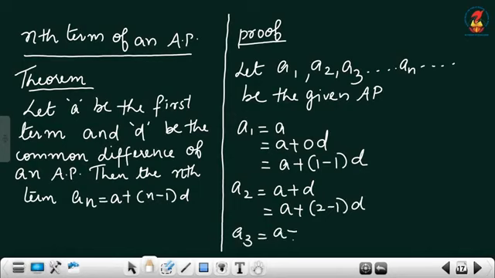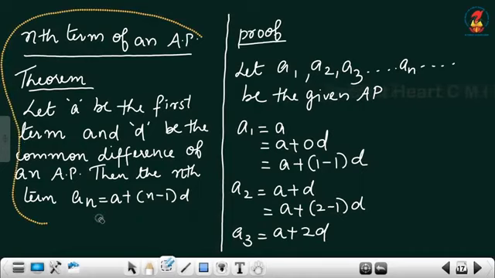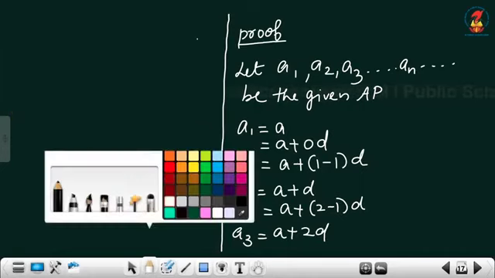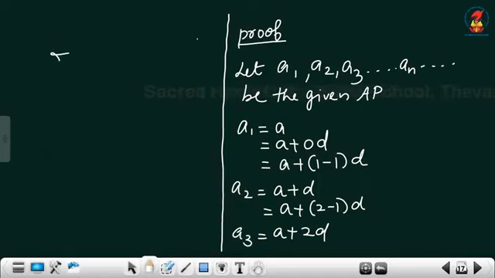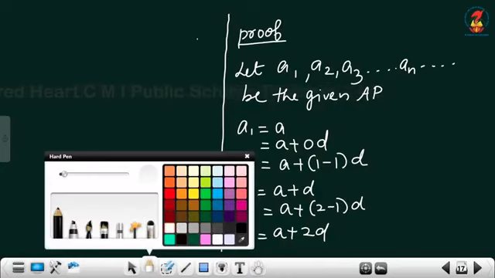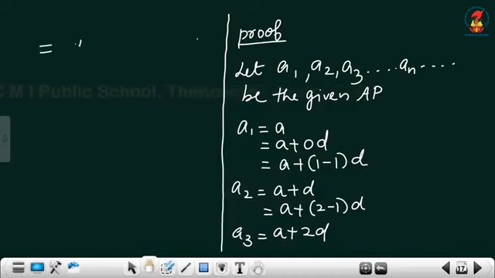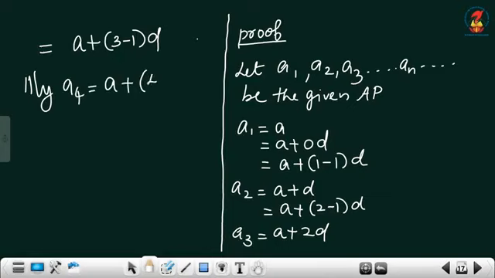A3 is equal to A plus 2D, which you can write as A plus 3 minus 1D. Similarly, A4 is equal to A plus 4 minus 1D, and we can say An is equal to A plus n minus 1D.